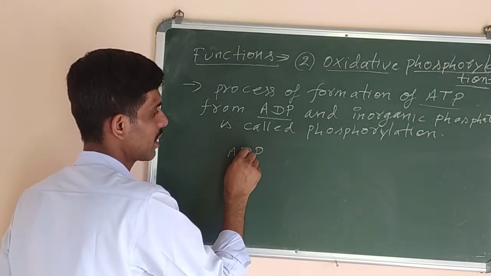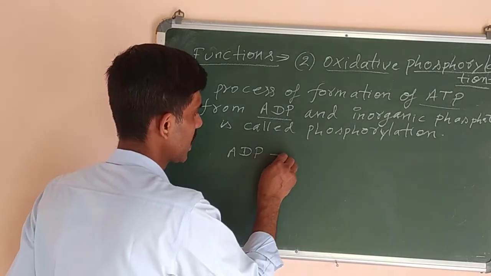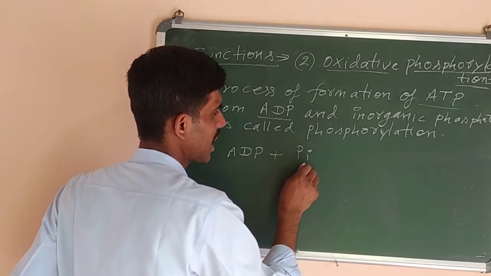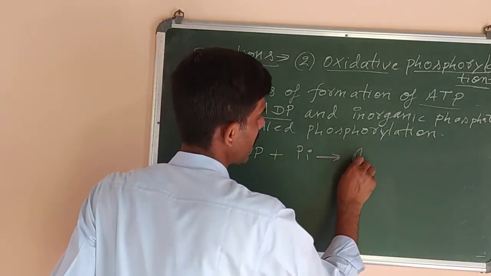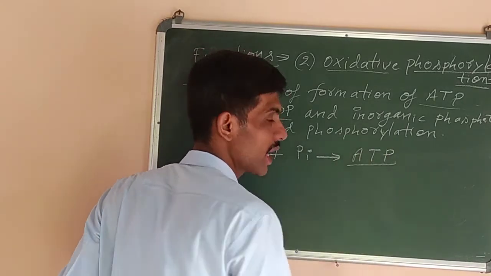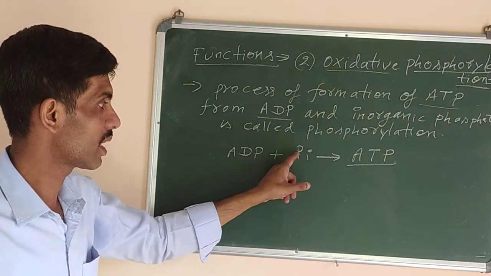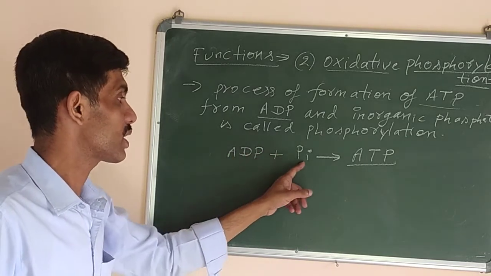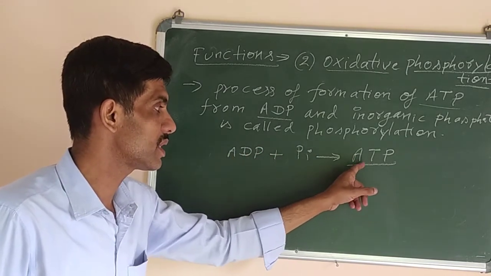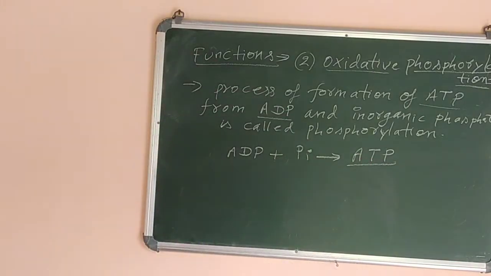ADP, that is adenosine diphosphate, means two molecules of phosphate, PO4, plus Pi. Pi means inorganic phosphate, IP or Pi we can write. It gives rise to ATP, that is adenosine triphosphate. Now 2 phosphates are already there. Now 2 plus 1 phosphate, here Pi means inorganic phosphate because it is an inorganic molecule. So 2 plus 1, 3, that's why the word ATP means adenosine triphosphate. 3 molecules of phosphate are there. That's why it is called adenosine triphosphate. Hope understood this one, no?